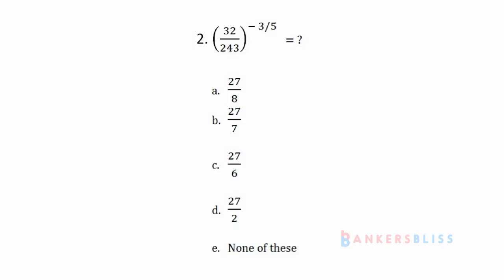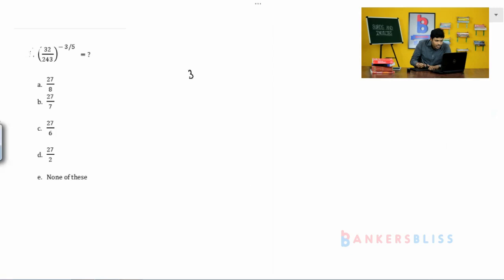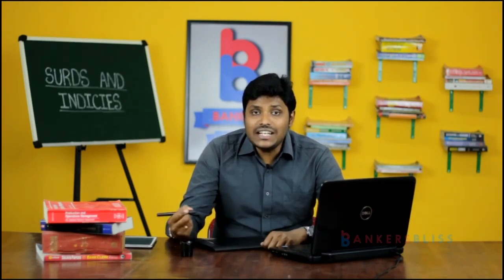32 divided by 243, whole power minus 3 by 5. See, if you have a fraction in the power, you cannot simplify. If you have a negative sign in the power, you also cannot simplify. So if you want to remove the negative power, what can you do?